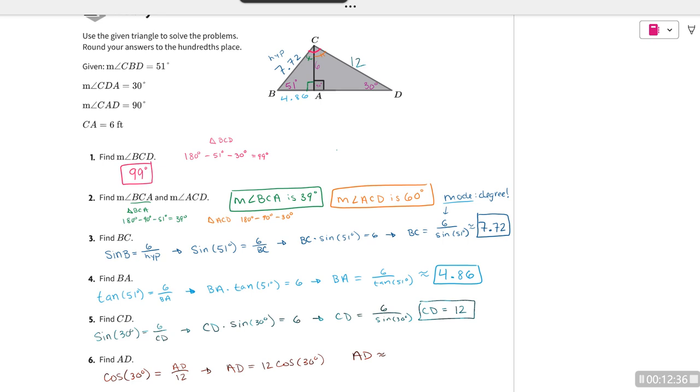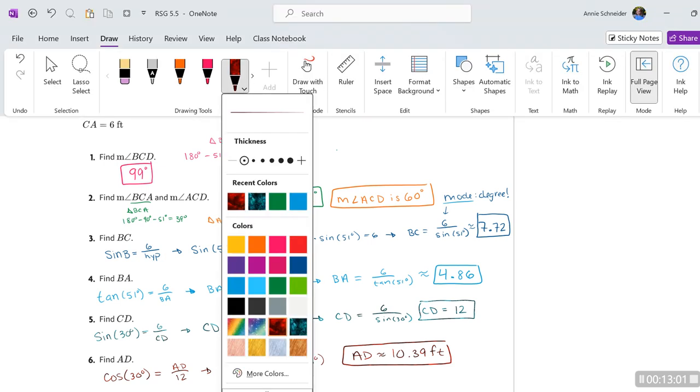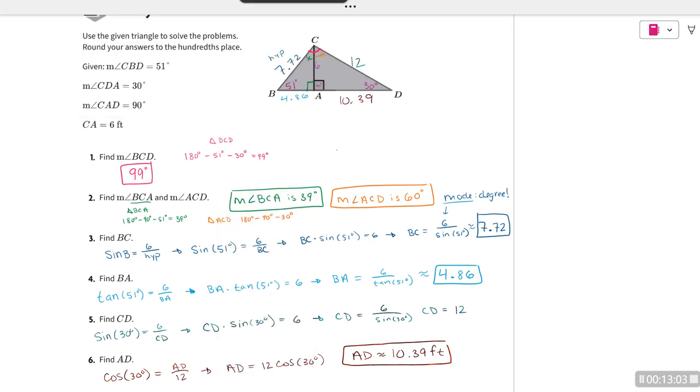Which gives us 10.392. So the 9 does not round up because it's followed by a 2. So 10.39. And one thing I just noticed I've been leaving off of all of these, we were specifically told that CA is 6 feet. So I actually can go ahead and add units to all of these. So I'm going to do that because we definitely want to include units when we have them.